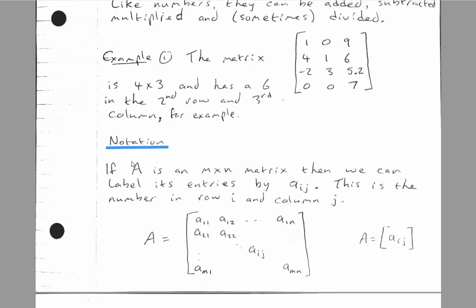So here's the general notation. So let capital A be an m by n matrix. Again, m rows and n columns. We can label its entries like this. So little a and then ij in the subscripts. So a subscript ij, or just a sub ij, you could say. And this means the number in the ith row and the jth column.